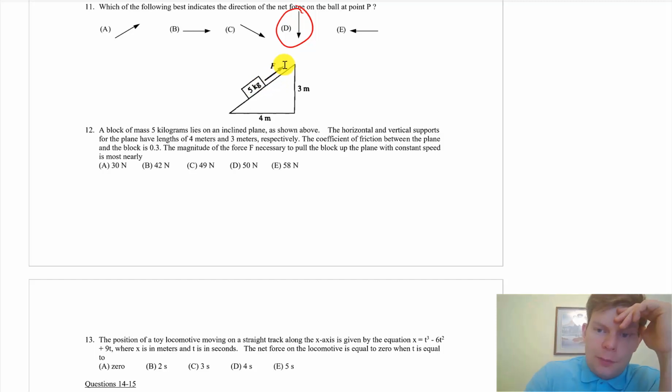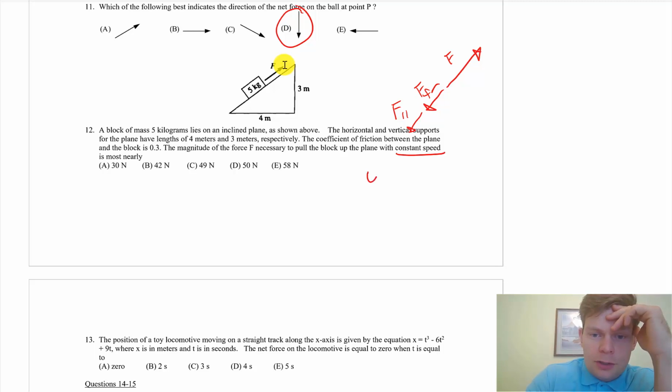So if we think about it, we got this force up, and fighting it, we got force of friction and F parallel, the parallel component of gravity. It's got constant speed here, so they're equal and opposite. So basically our upslope force is equal to our downslope forces.